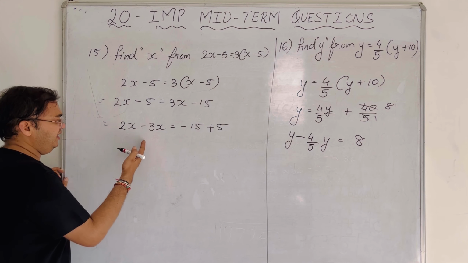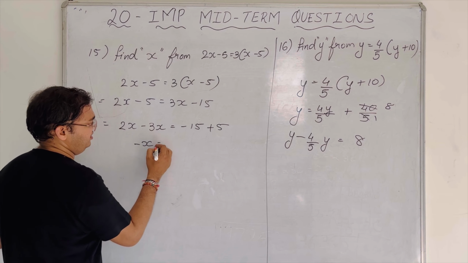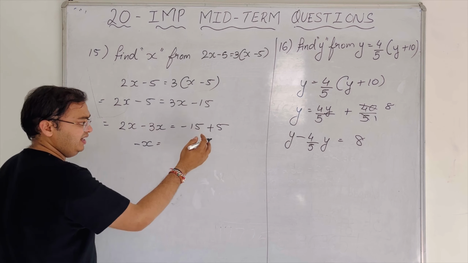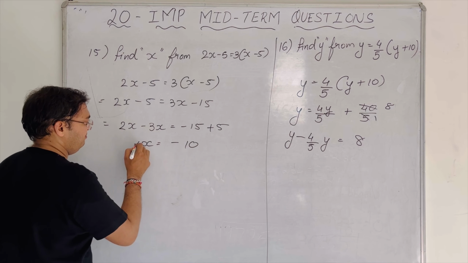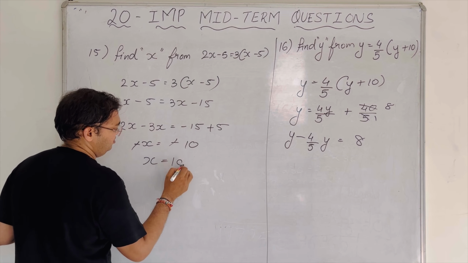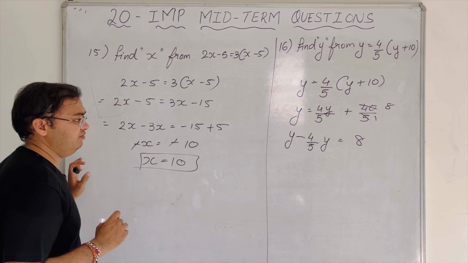So here we don't have to find the LCM. Your answer is minus x equals minus 15 plus 5, so minus 10. 15 minus 5 is 10, with the sign of the greater number. Minus minus cancel. So x is equal to 10 is your answer over here.